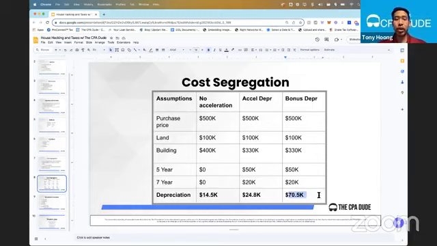Cost seg studies do run a pretty penny. So evaluate if it is right for you. It's not like a one size fits all type of answer. So cost segregation is a useful, good tool in the toolbox, just see if it's going to be right for you.